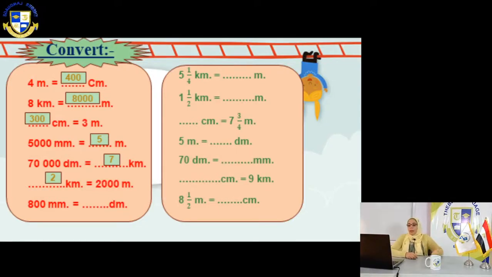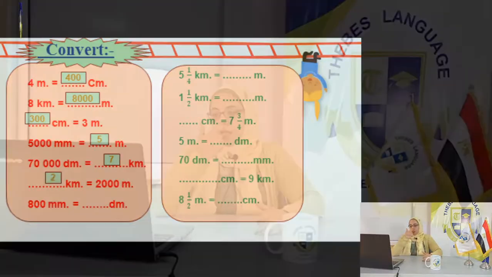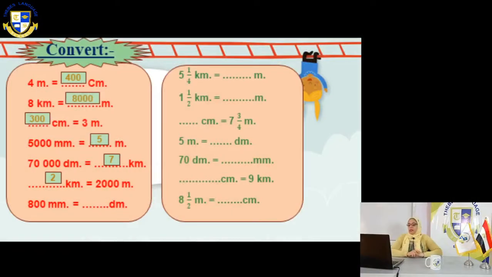From millimeter to decimeter. 800 millimeter to decimeter. We convert here from small to big, so divide. From milli to deci, we divide by, excellent, 100, two tens here. It will be 8.